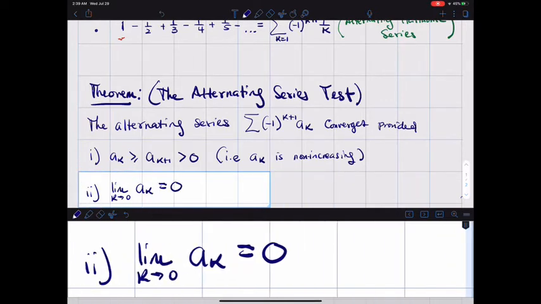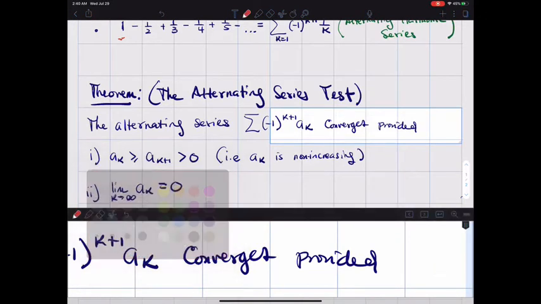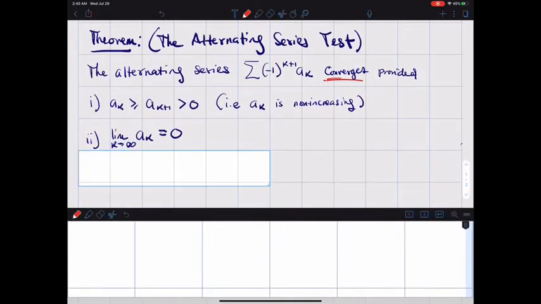All right. So if you remember in the divergence test, we have that when the limit as k goes to infinity, not k goes to 0, of a_k is not equal to 0, the series diverges. And when it's 0, it doesn't tell us anything. However, in this case, when this limit goes to 0, it actually helps us prove convergence. Okay, let's do some examples.